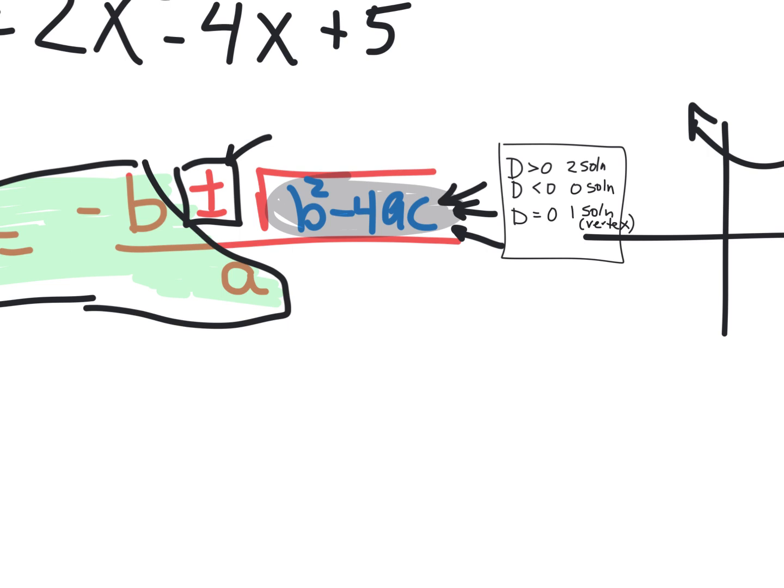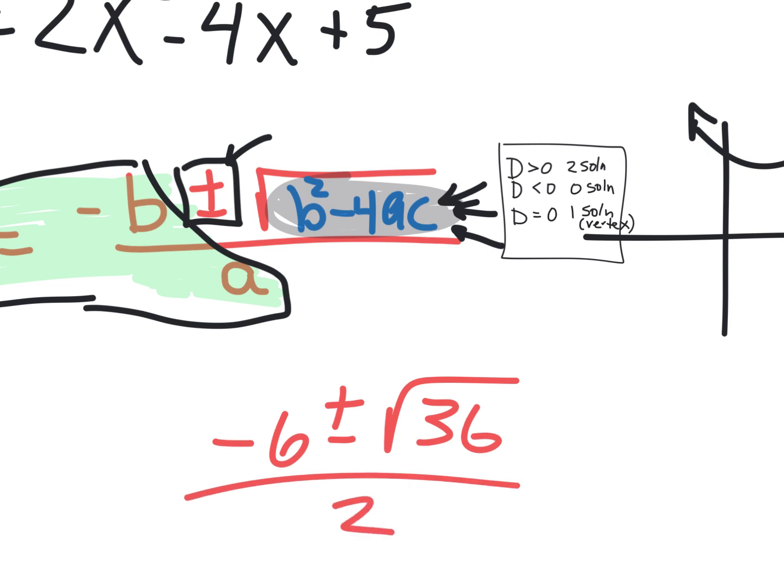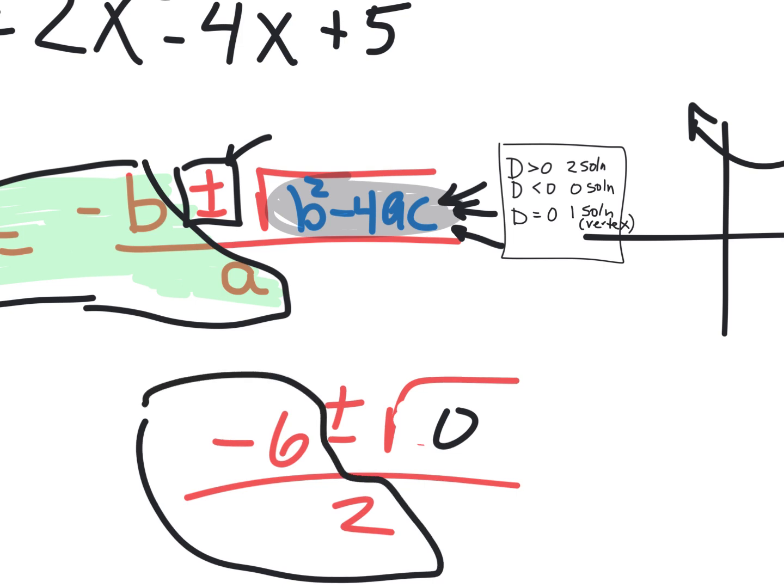So imagine for a second I gave you this equation: negative 6 plus and minus the square root of 36 all over 2. I can tell you right now how many solutions it has. How many solutions would that have? 2. Because this thing was positive. What if I said it was negative 36? No solutions. It's only got imaginary solutions, which have an i in your answer. Or it could be 0. What if this whole thing was 0? There's one solution, and it is the vertex.